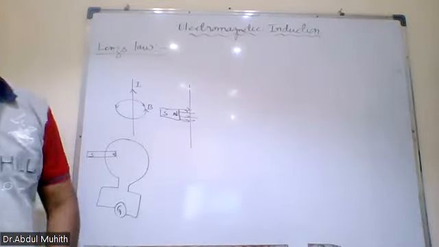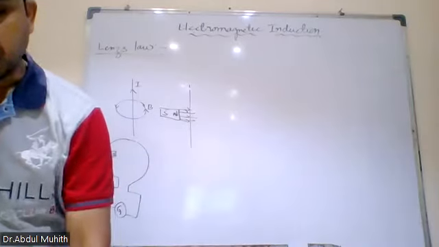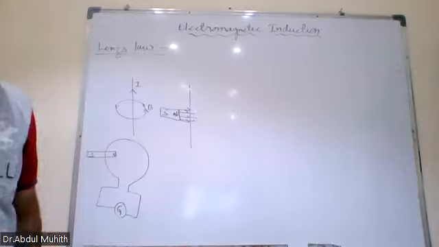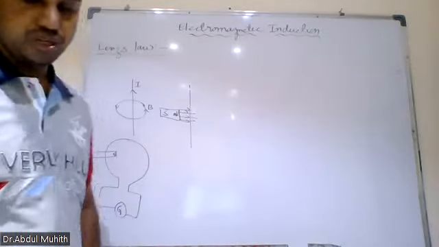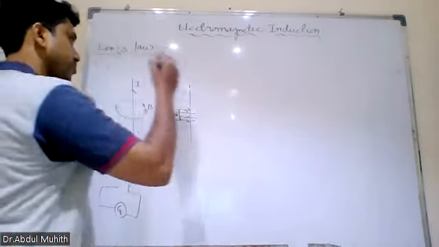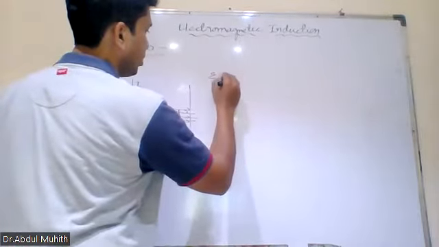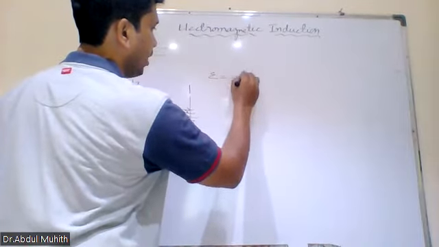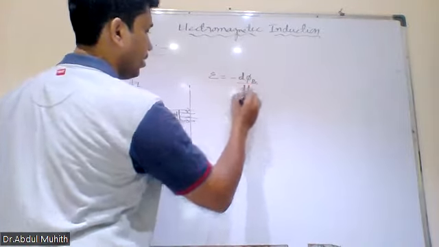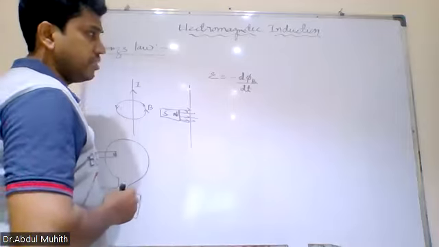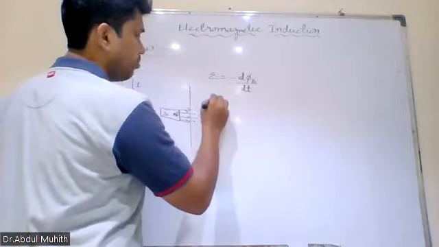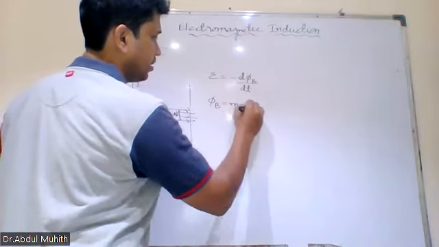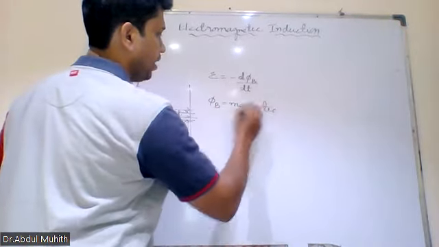So what is the statement now? Faraday's law says that the magnitude of induced EMF in a circuit is equal to the time rate of change of magnetic flux through the circuit. So the formula is given by E is equal to minus d phi b by dt. What is phi b here? Phi b is magnetic flux.